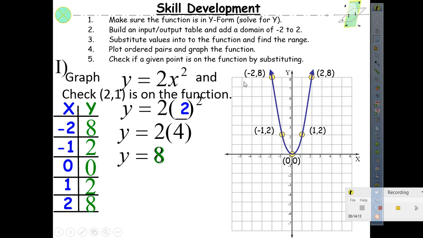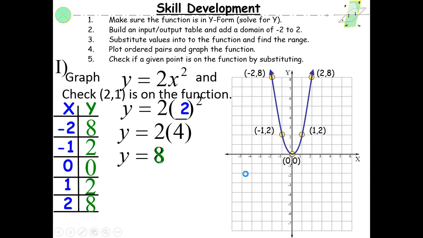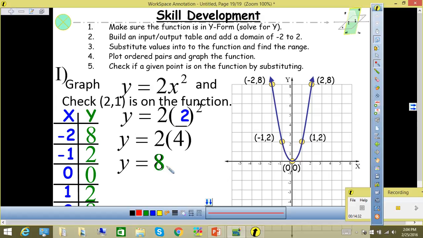But check this out. It says, check to see if 2, 1 is on the function. So first let's plot it to see if it's on the function. 2, 1 is right here. Is that on that function? No. This person's off the roller coaster, so they're over here. Ah, there it is. So they didn't make it on the roller coaster. So they're not on the function.